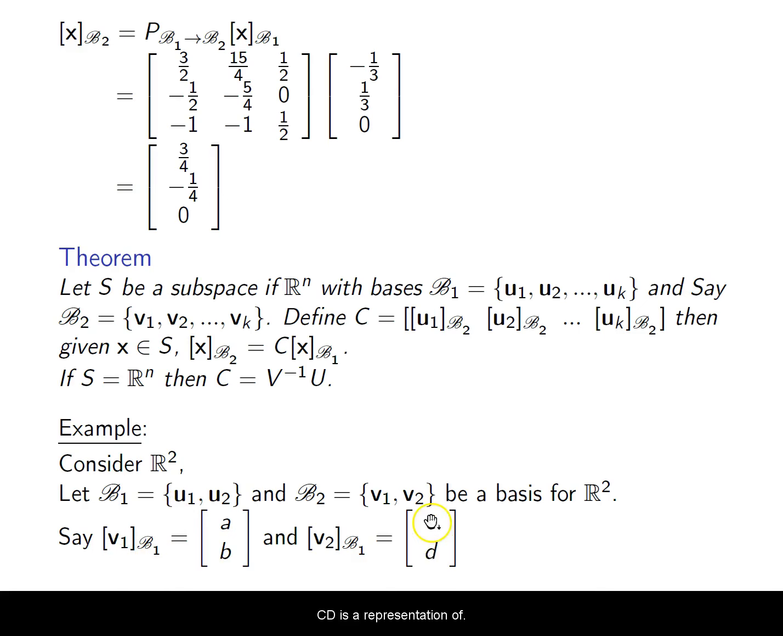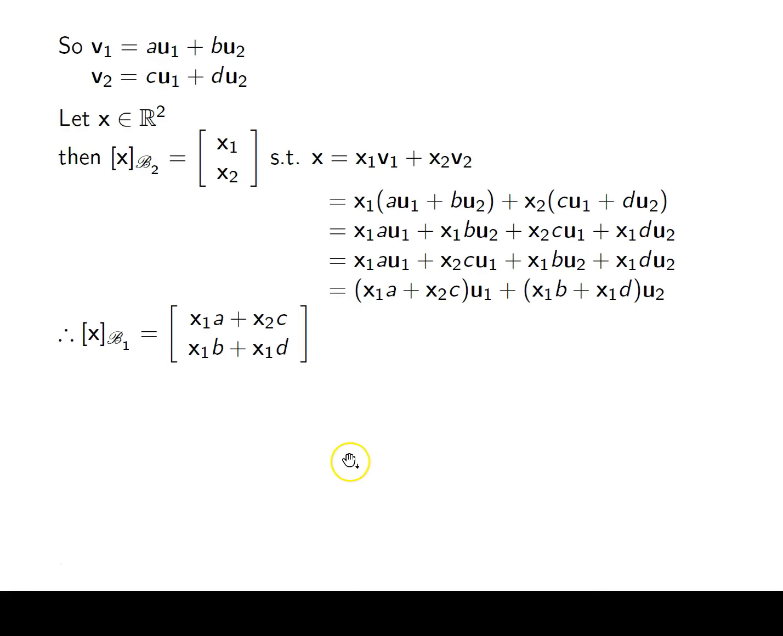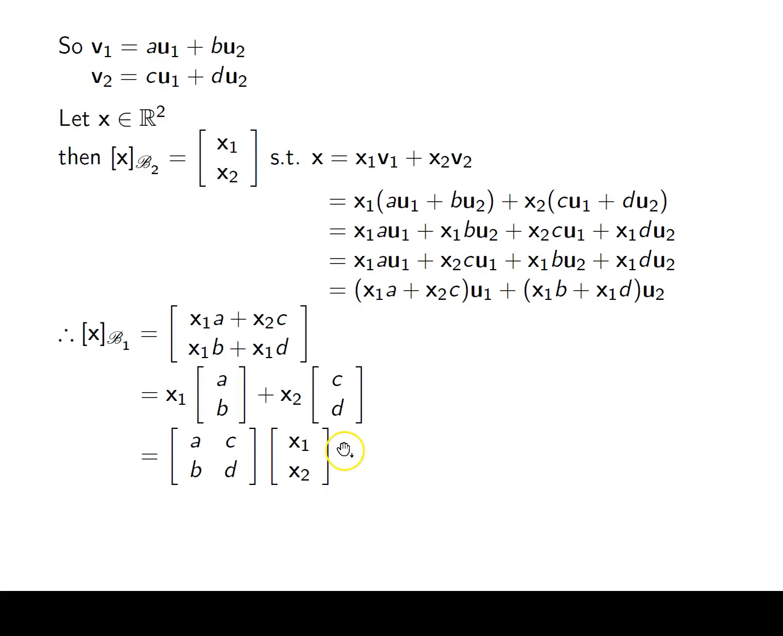And if you remember, AB was our representation of V1 in B1, and CD is our representation of V2 in B1, right? So if I pull those two things out, A, B, C, D, I have x1, x2. Okay, so I can write this as a matrix.